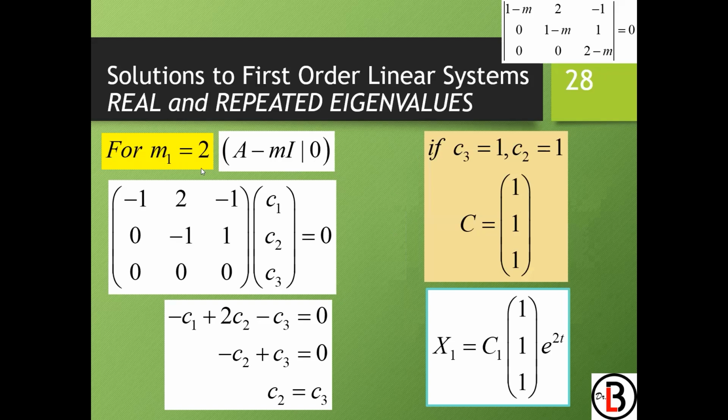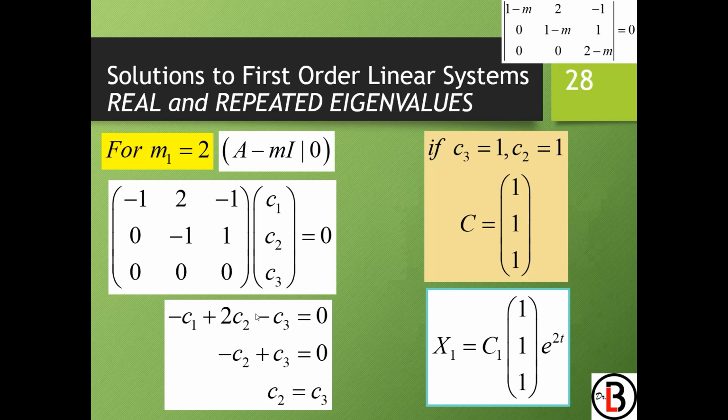For m equals 2, the characteristic equation would be this one. So typically, I look at the one on top. 1 minus 2 is -1, 2, -1. 0, 1 minus 2 is -1 also. 1, 0, 0, 0. So you'll notice at the bottom you have 0, 0, 0. So you'll get two distinct equations only.